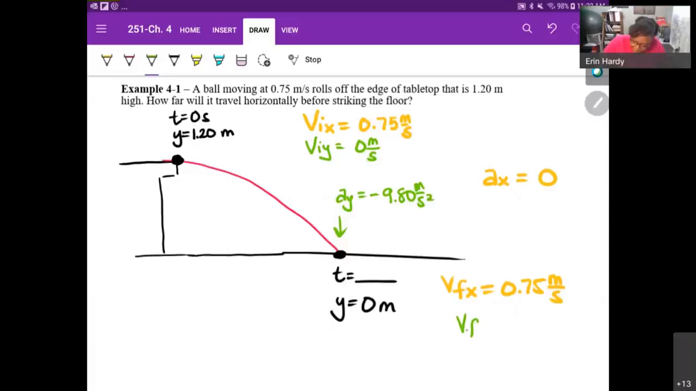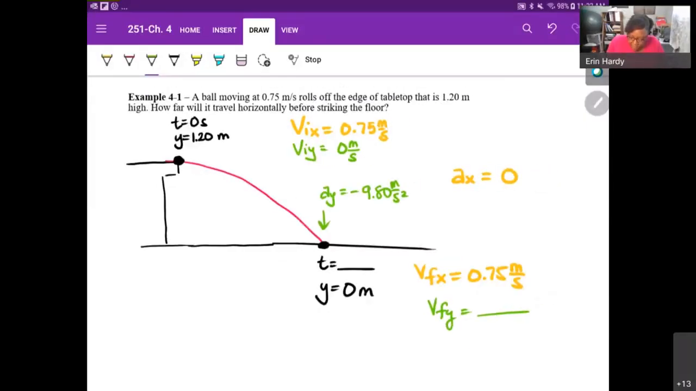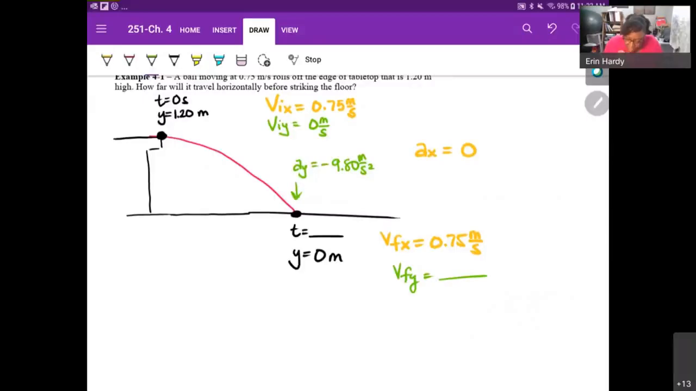I don't know what V final y is. I can figure it out, but it's not necessary to figure out V final y for this type of problem, and it'll become evident why in a moment. So I have two acceleration components. One is 0, one is non-zero. I've got two velocities for the horizontal direction. I have one velocity for the vertical direction. I have two vertical positions. And the last thing we're ultimately trying to answer is what x final is. I don't know what x final is, but I'll be able to figure it out.